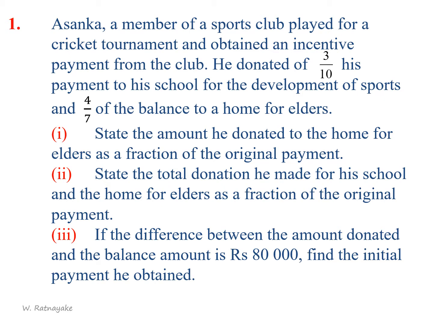State the total donation he made for his school and the home for elders as a fraction of the original payment. If the difference between the amount donated and the balance amount is 80,000, find the initial payment he obtained.